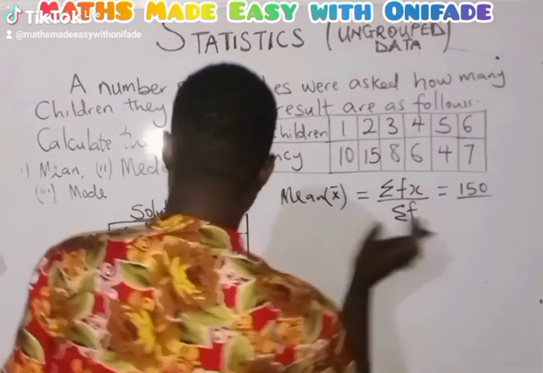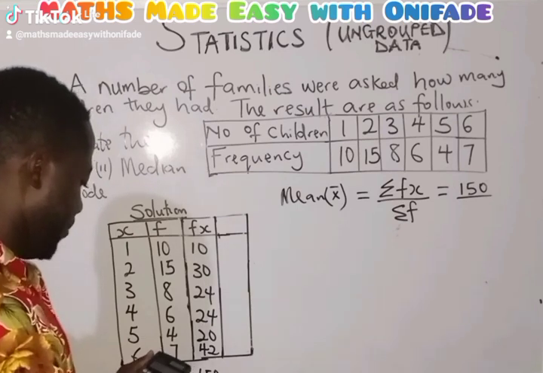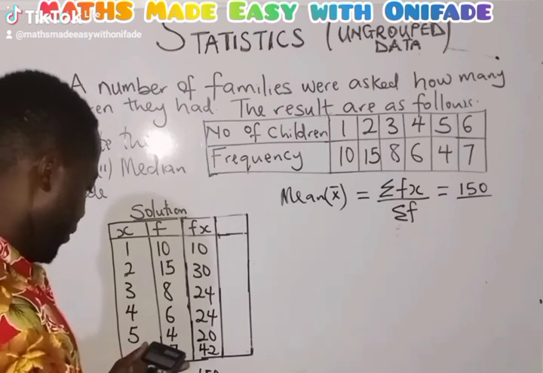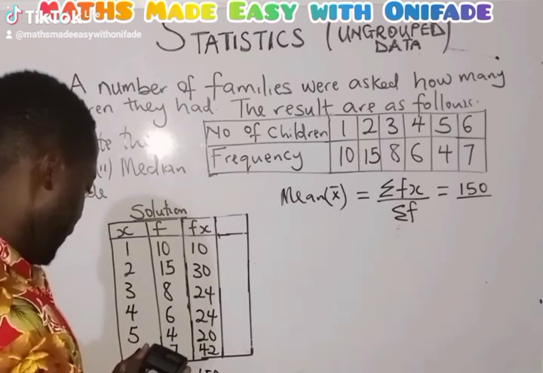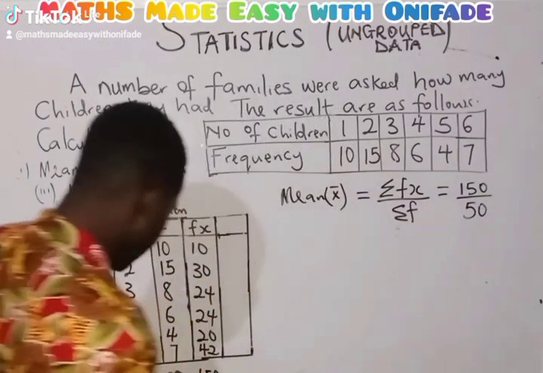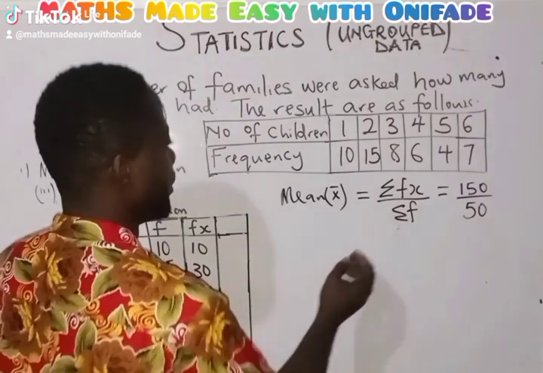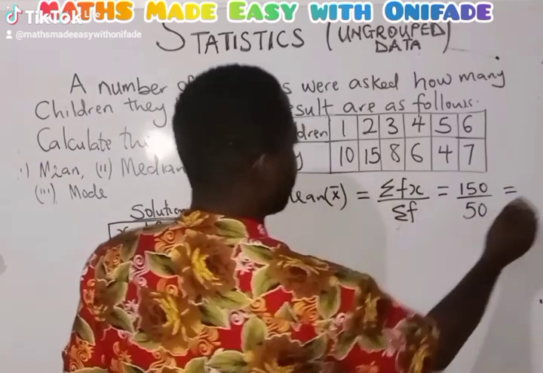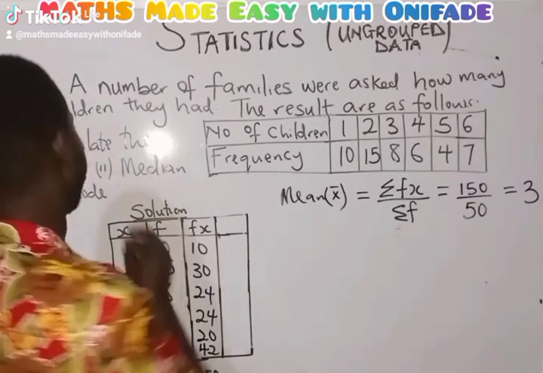Then I need my summation f, which is the addition of frequency. And that's going to give us 10 plus 15 plus 8 plus 6 plus 4 plus 7, and that is 50. Summation f is 50. Now the next thing to do is to divide. In order to divide, I'm going to say 150 divided by 50, and I will have 3. So 3 is my arithmetic mean.